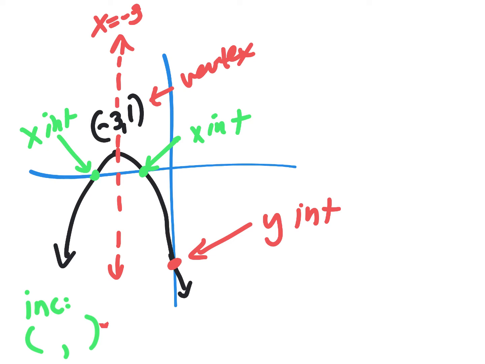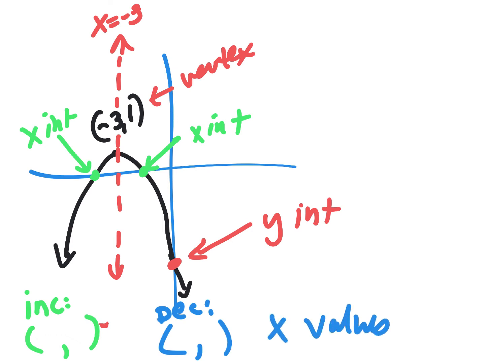The increasing interval. Then if you get that, you probably can get the decreasing interval, which is when the thing starts going downhill. Remember, these are x values. If you're flipping a coin between the x and the y, the answer is usually x.